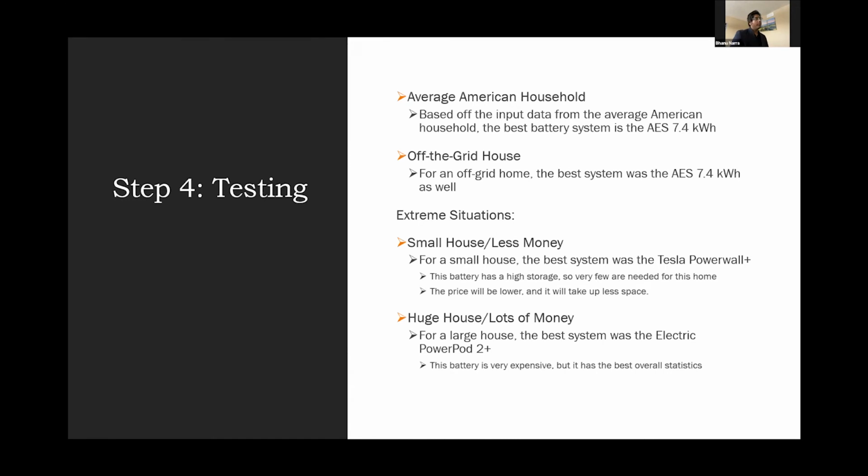So we ran the system through a bunch of different tests. First of all, we just inputted the average American household data. So how much energy they use and how much money they have for a budget. And so the AES 7.4 kilowatt hour system was the recommended for the average American household, as well as for an off the grid home, which perhaps has less space available and uses less energy. So the AES 7.4 kilowatt hour one is more like a mid-range device.